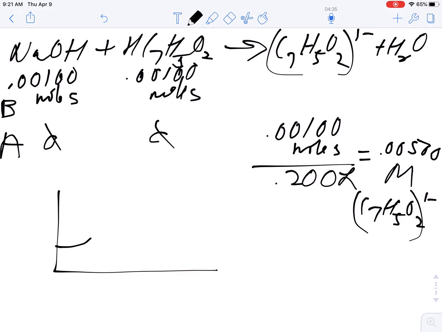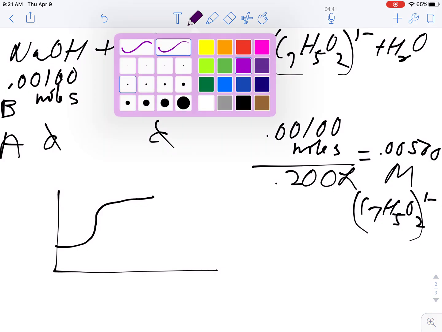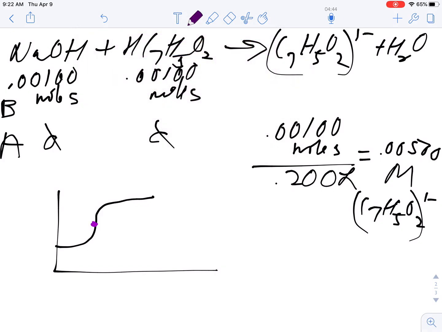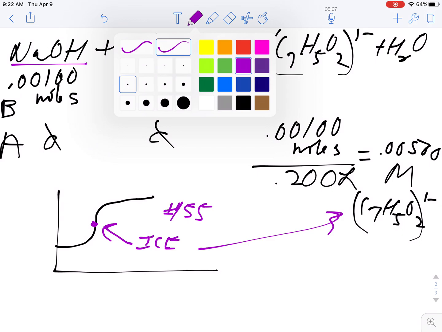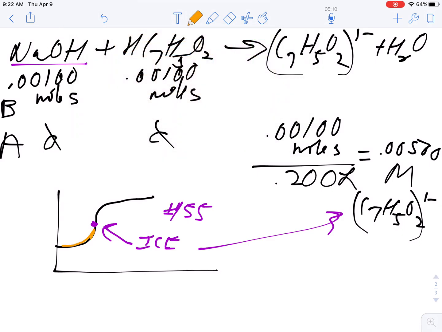Where are we on the titration curve? We are right here. That's why problem number 55 is so important, because you need to know where you are on the curve. At this point, you do an ICE table based only on your weak base that was created by adding your strong base. The Henderson-Hasselbalch equation only works in this region. So we're going to have to do an ICE table.